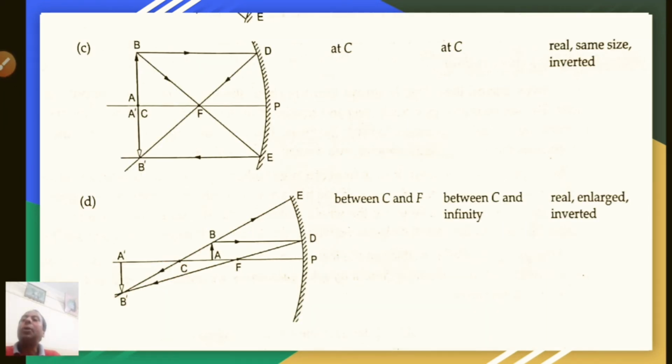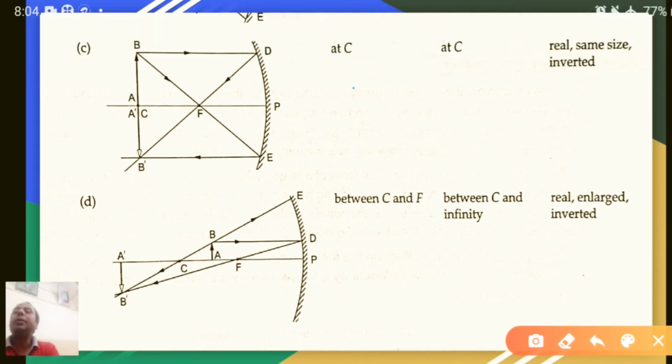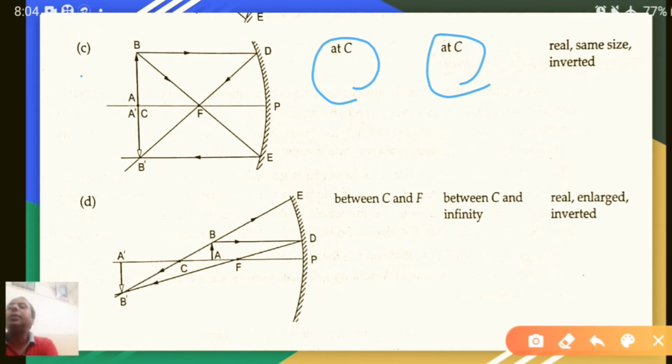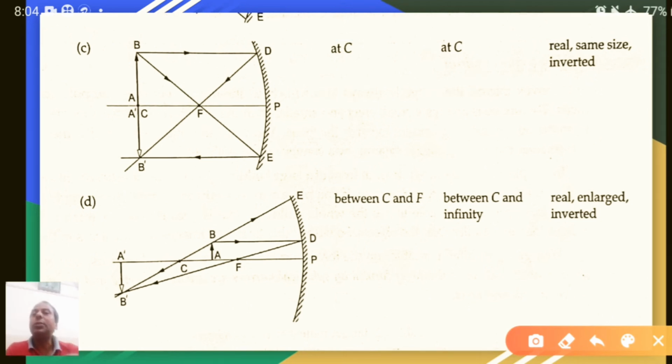Now look at the third position, that is when the object is at C. When the object is at C, what will be the image? The image will be also formed at C. AB is the object and A dash B dash is the image. So in this case, when the object is at C, the image will be also formed at C, real, inverted and of same size.